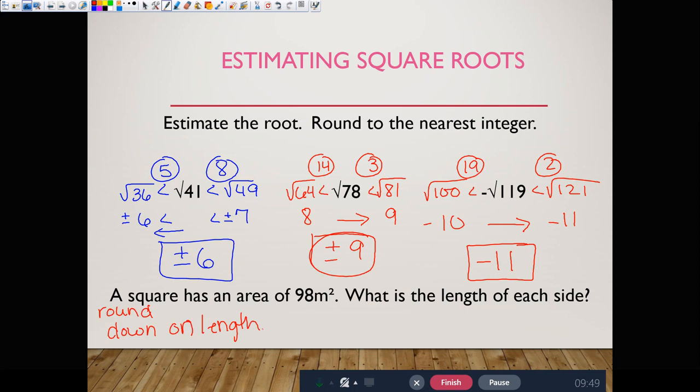So I just need to find which square root is closest to 98, that's smaller. 100 would be my larger. So what's my smaller? 81. I'm not going to do the rule where we find the difference because I always round down. So my answer is going to be 9 meters. Okay? I wouldn't round up on length because then you'd go too far.